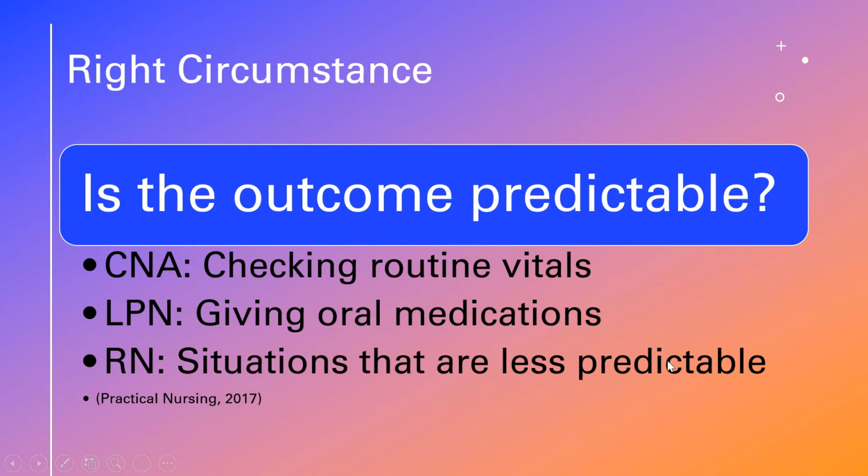predictable. So what I mean by are they predictable? For a CNA, you would want to ask them to check vitals on someone who's been relatively stable, that you don't expect anything crazy to be happening. Or for oral medications, you want to make sure that it's their usual morning or evening medications and not something that they're taking for the first time. If it's something that may be less predictable, you would want an RN there to be able to assess the situation.